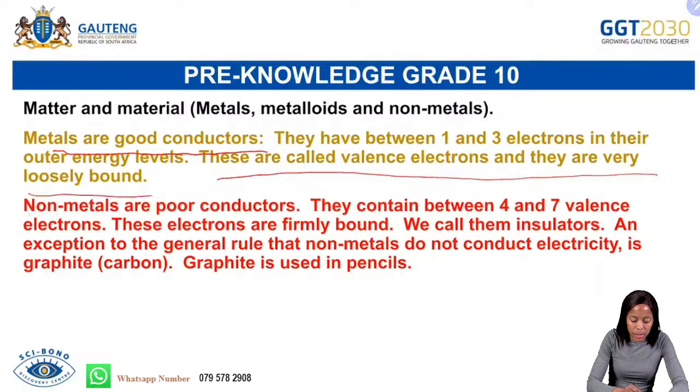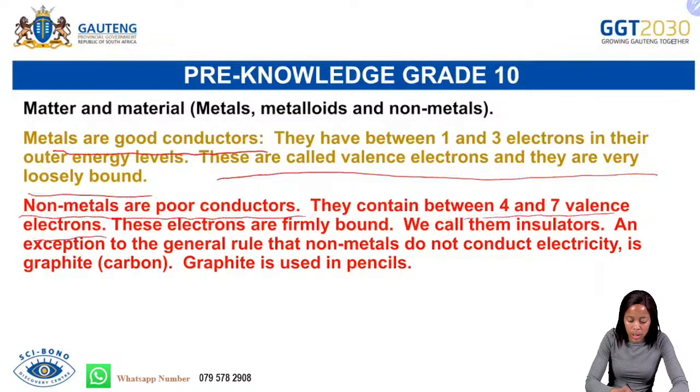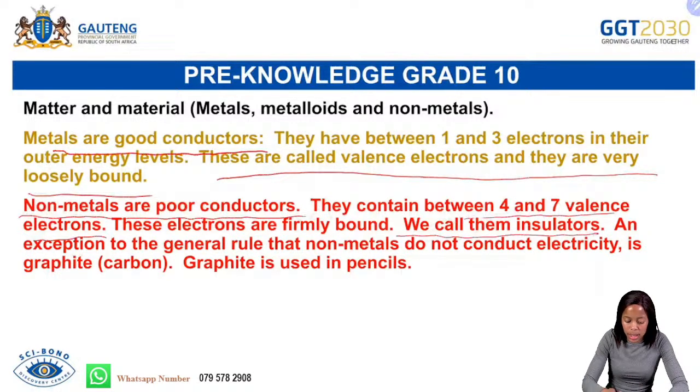Then we have non-metals, which are found on the right-hand side of the periodic table. Non-metals are poor conductors. It says they contain 4 to 7 valence electrons. So 4 to 7 valence electrons means we are now talking about group number 4 to group number 7 on the periodic table. And with the metals, it's group number 1 to group number 3. We call them the insulators. That is now your non-metals.